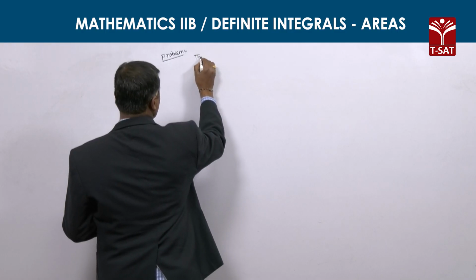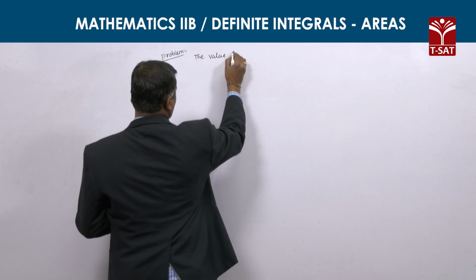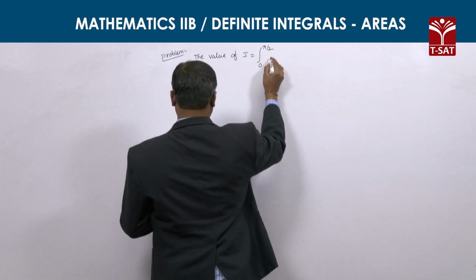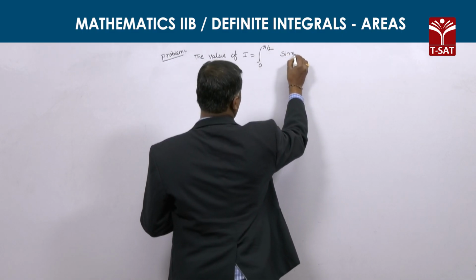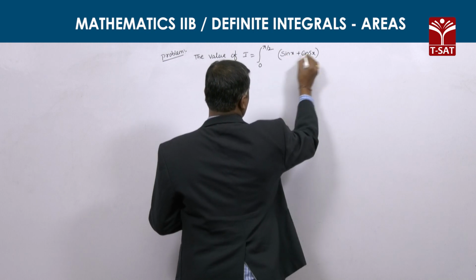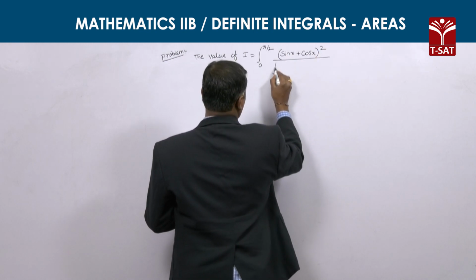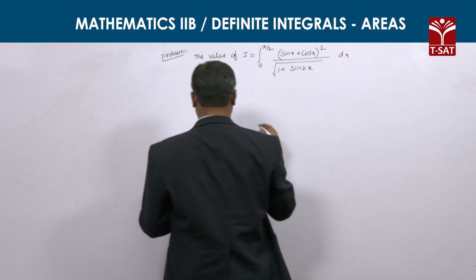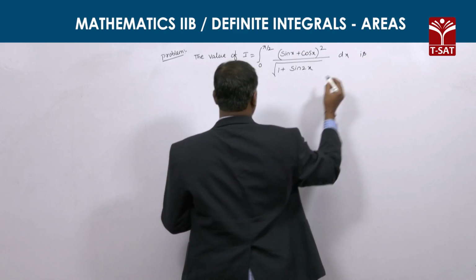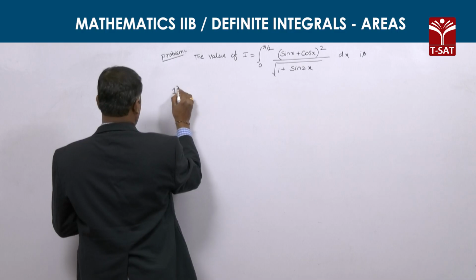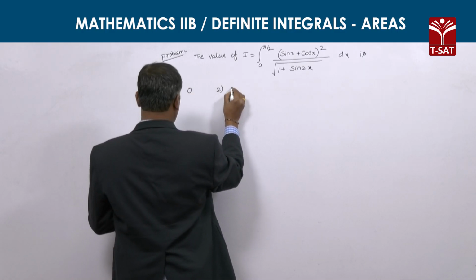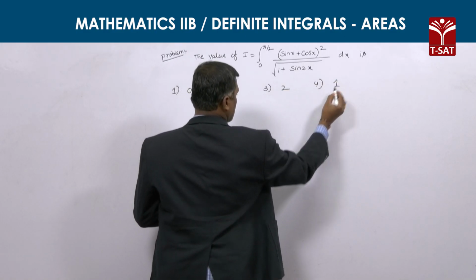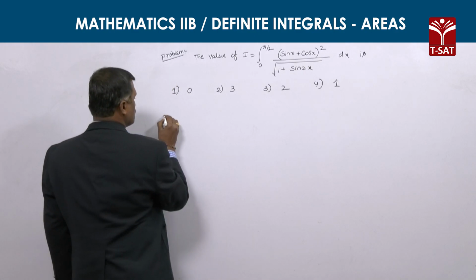The value of I is equal to integral from 0 to pi by 2 of (sin x plus cos x) whole square, whole divided by under root 1 plus sin 2x dx is: first option 0, second option 3, third option 2, fourth option 1. Solution.